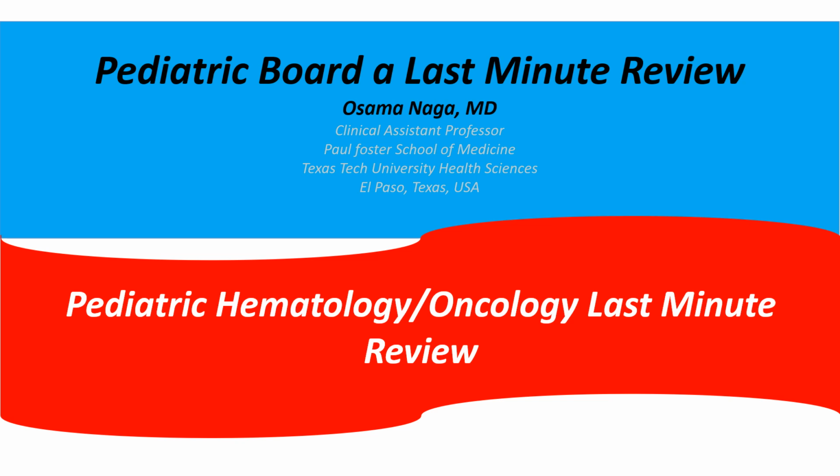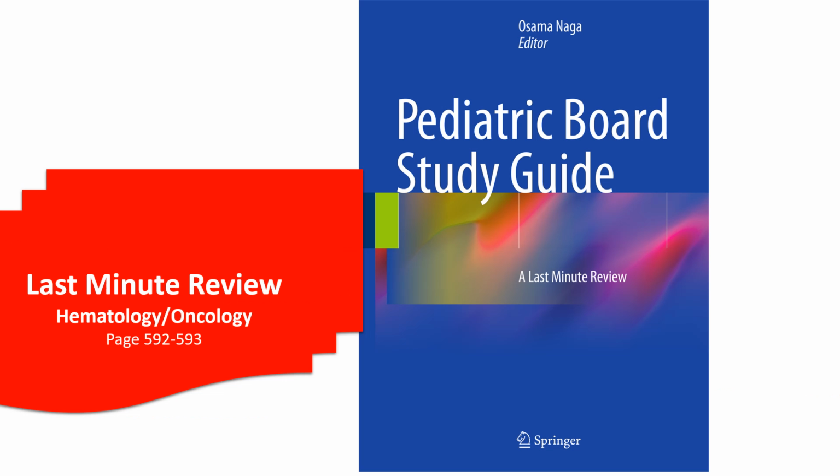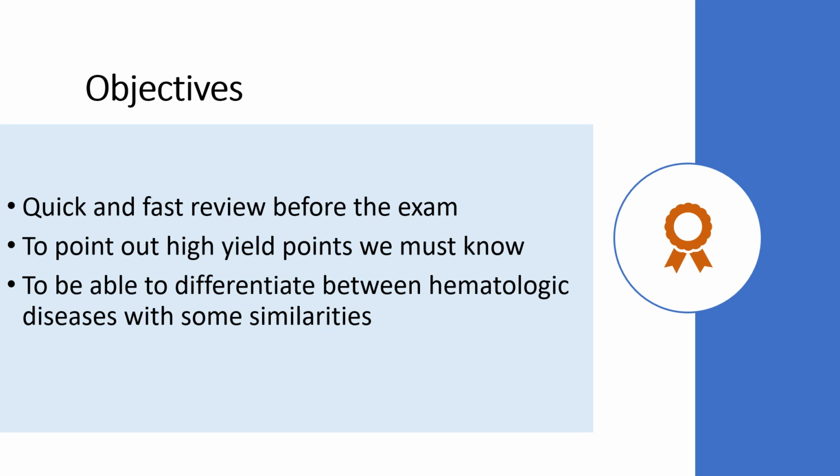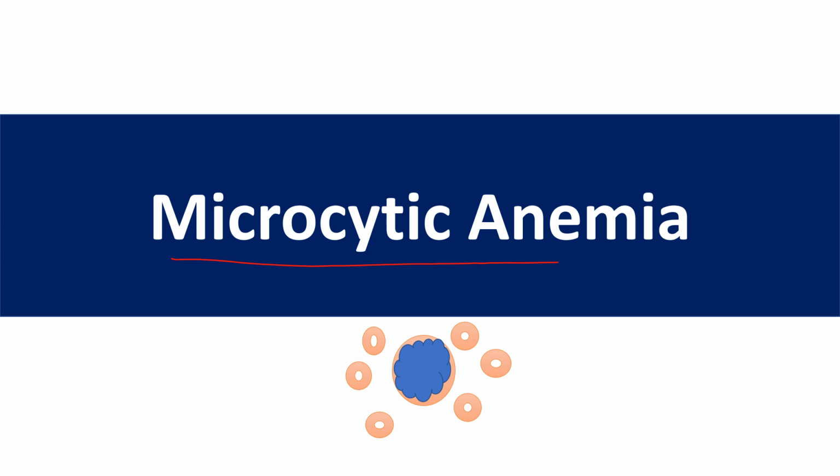We'll discuss in this section Pediatric Hematology Oncology Last Minute Review. You can follow with me in the Pediatric Board Study Guide Last Minute Review chapter, Hematology Oncology section, from page 592 to page 593. My objectives in this presentation: a quick and fast review before the exam to point out high yield points we must know to be able to differentiate between hematologic diseases with some similarities. We'll start with microcytic anemia.